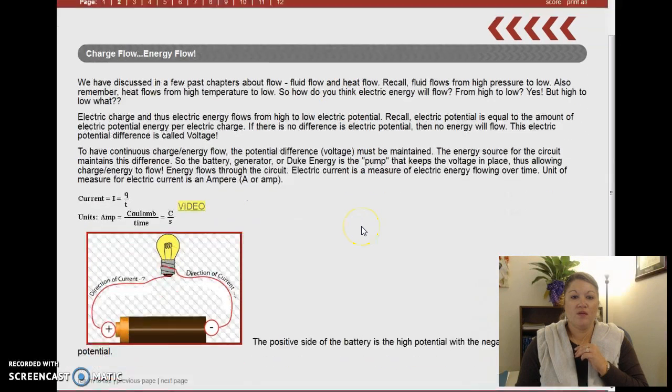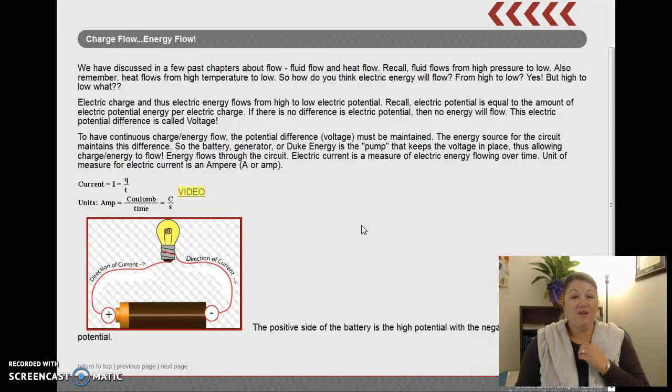So charge flow, energy flow. Now we've discussed in previous chapters how to make fluid flow. You've got to have a pressure difference to make any fluid flow. How do you make heat flow? Well, you've got to have a temperature difference. Well, guess what? It's no different here. To get electric energy to flow, you've got to have a difference in electric potential. If you recall, electric potential is the electric potential energy per charge. Now, if there's no difference in that, no flow.